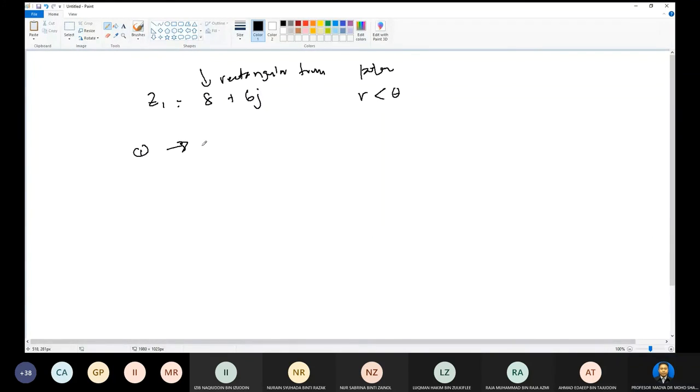Press the mode button and change to complex. Press number two, which is complex, shown as CMPLX. Then press 8, then press plus, then press 6, and then press ENG.